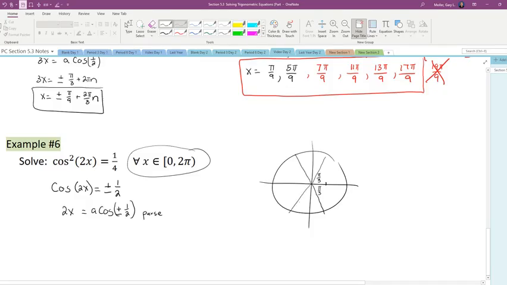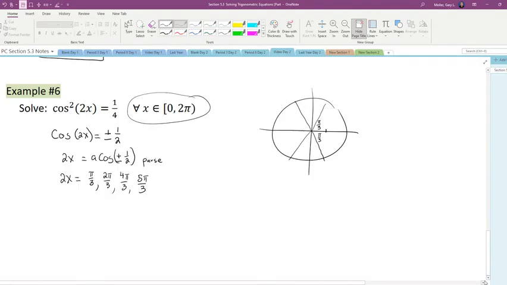So once around the circle, I get an answer of pi over 3 and 2 pi over 3 and 4 pi over 3 and 5 pi over 3. If I go around beyond that, then I'm beyond 0 and 2 pi. However, I'm about to divide everything by 2, which tells me all of these angles are going to get smaller.